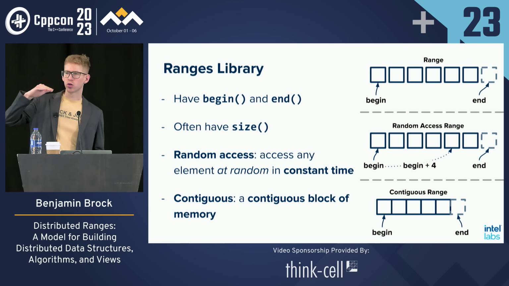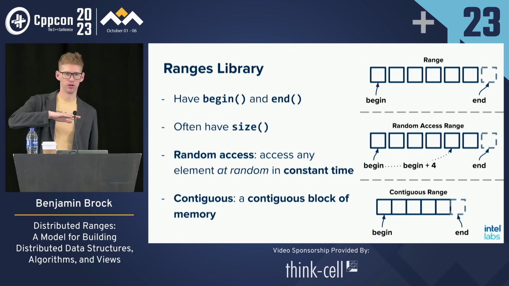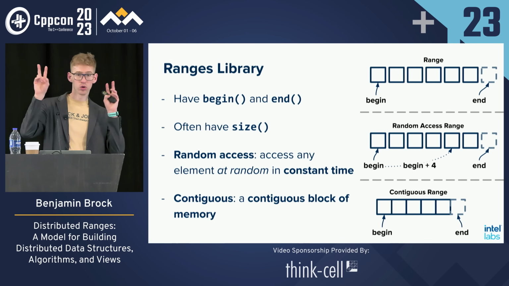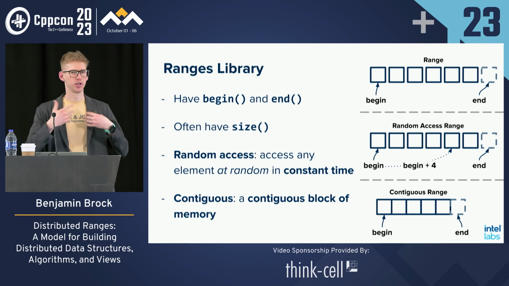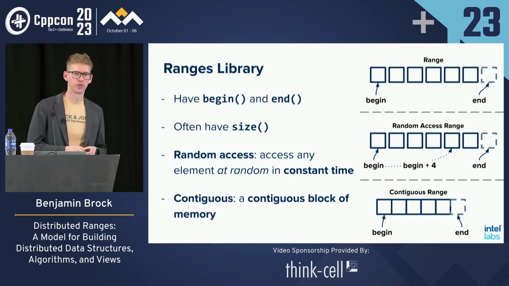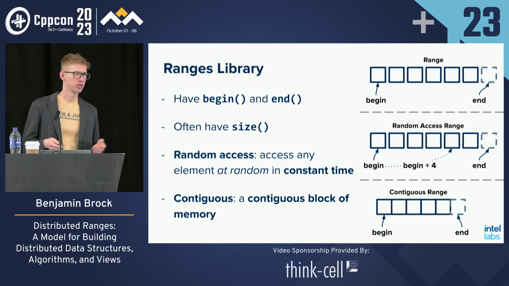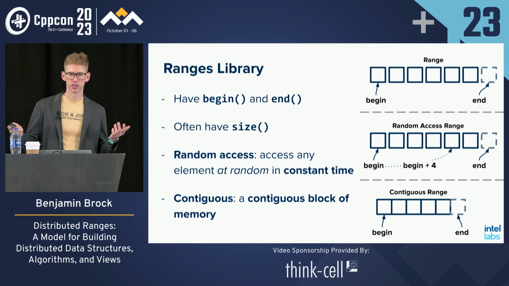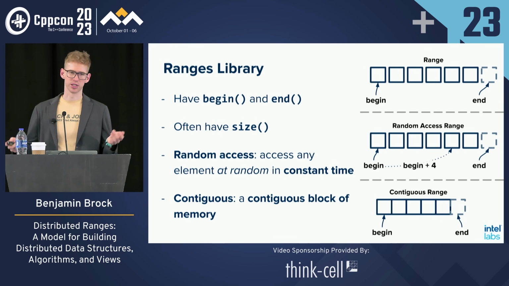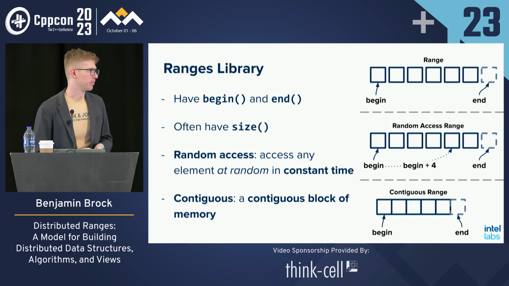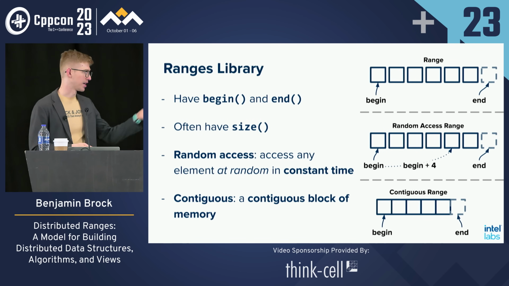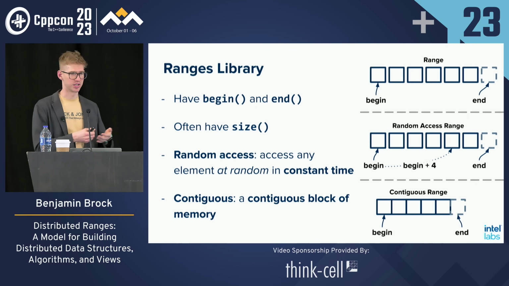And these categories are essentially refinements of the lower types of ranges, if you will, that add additional features to them. So for example, a random access range is a bidirectional range that also allows you to access any element in constant time. A contiguous range is a random access range that corresponds to a contiguous block of memory.